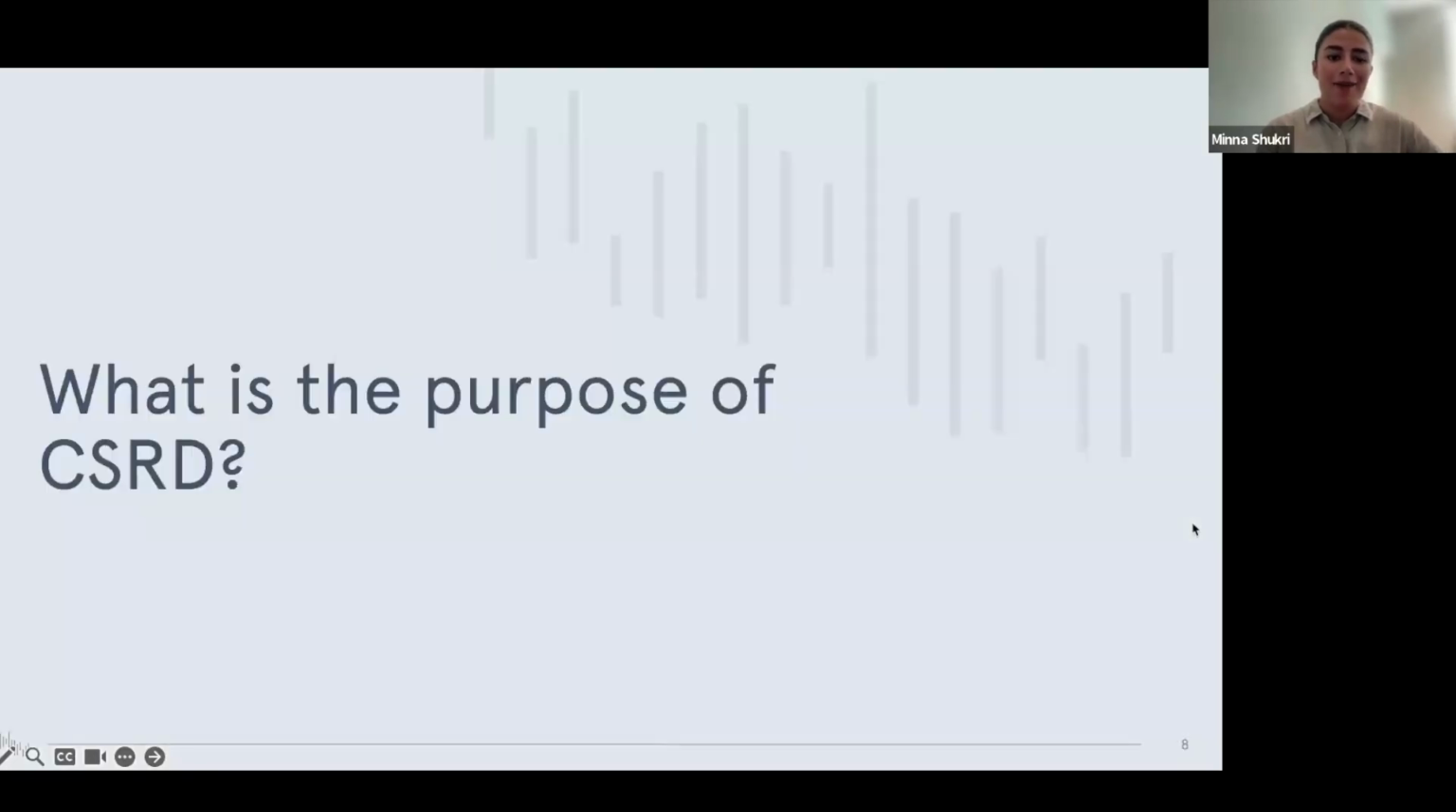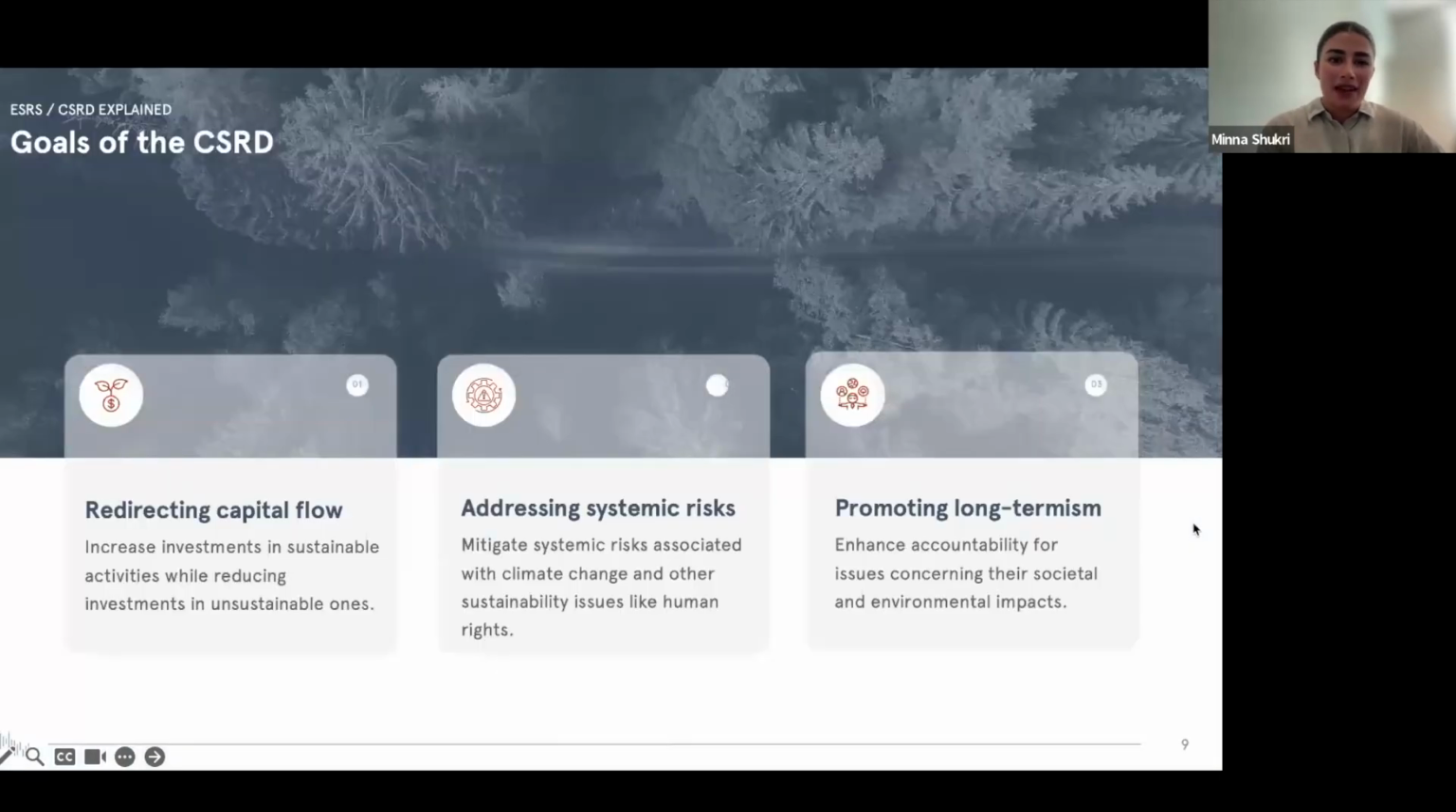Great. Then we have, what is the purpose of the CSRD? Well, as I just mentioned, overall, it's a part of reaching net zero within Europe. But other than that, the CSRD also has the ambition of, first of all, redirecting capital flow by increased focus of investment in sustainable activities. It's about addressing systemic risk, and also lastly about promoting a bit more long-term thinking.